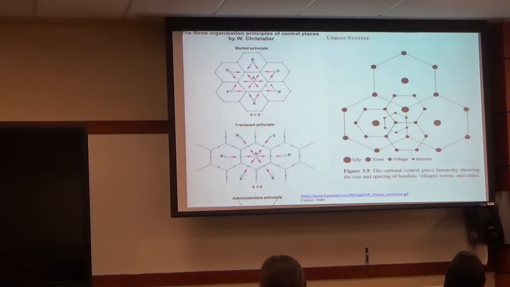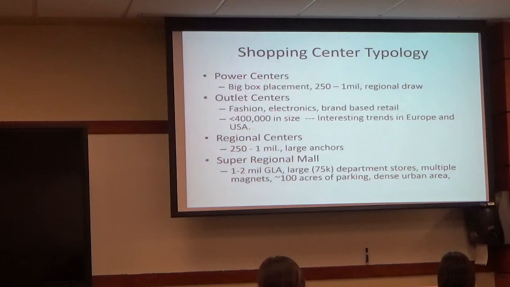Central places. The difference between a loaf of bread and a luxury car. Let's say Tesla or Maserati. Maserati is too exotic. Let's say Tesla. Alright. Same thing here. Second slide, shopping center typology.